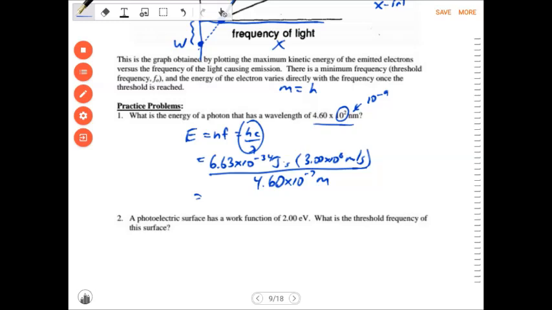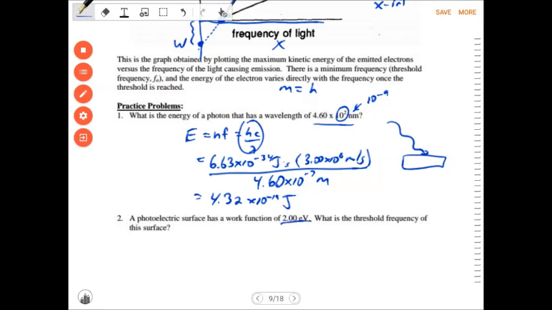6.63 times 10 to the negative 34 times 3 times 10 to the 8th divided by 4.6 times 10 to the negative 7. So that energy works out to 3 sig digs, 4.32 times 10 to the negative 19 joules. In our little analogy, this is how much energy the photon has coming in. Okay, awesome. All right, so a photoelectric surface has a work function of 2 electron volts.